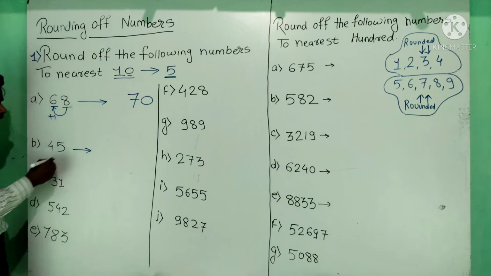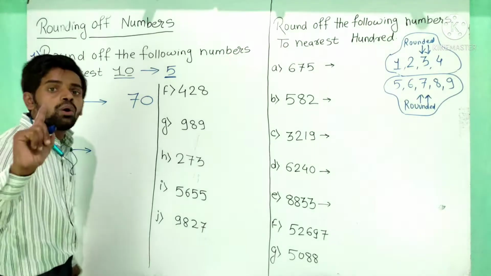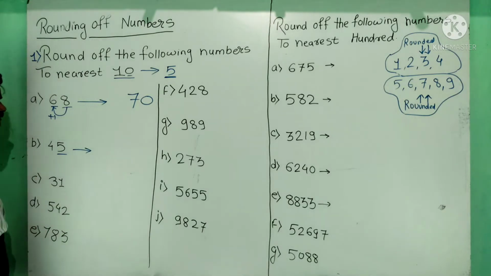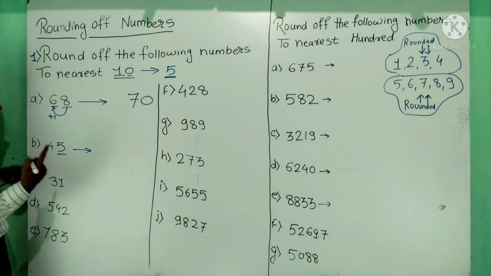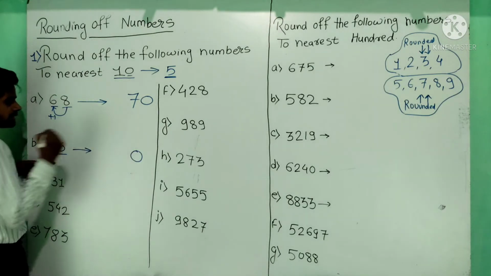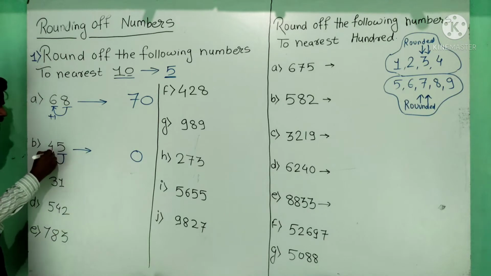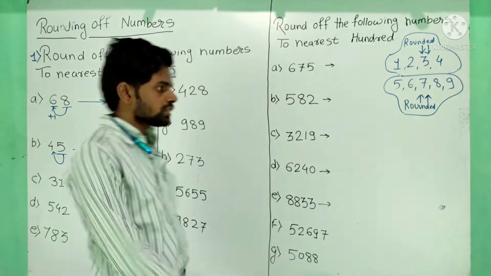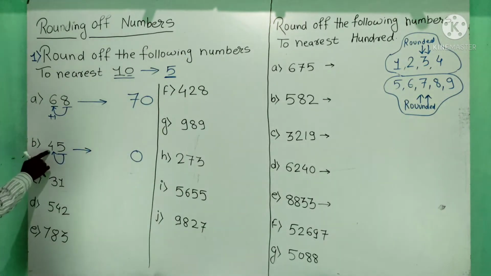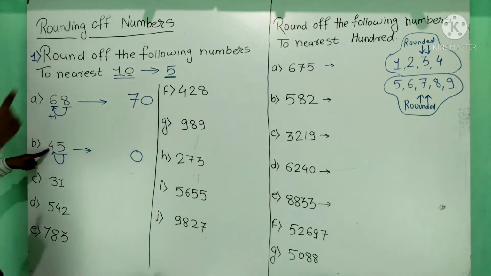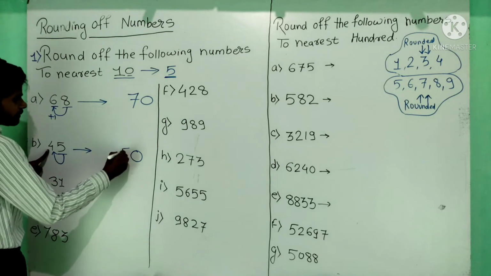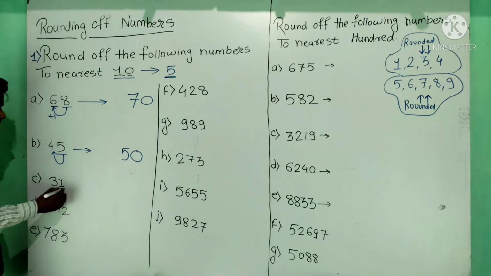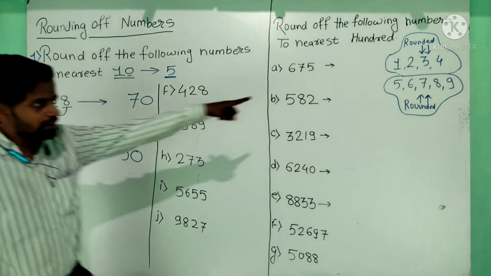Now let's move toward question number B. We have to observe the last digit. If it is 5 or more than 5, the number will round up. So this number will also be rounded up. 5 will be 0. And 5 is a strong digit, my dear. It has the power to push. So this 5 will push the next digit to increase by 1, and the 4 becomes 5, that is 50.